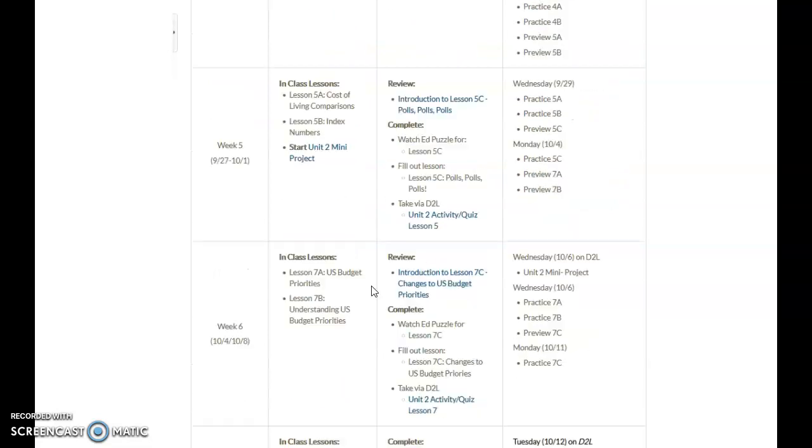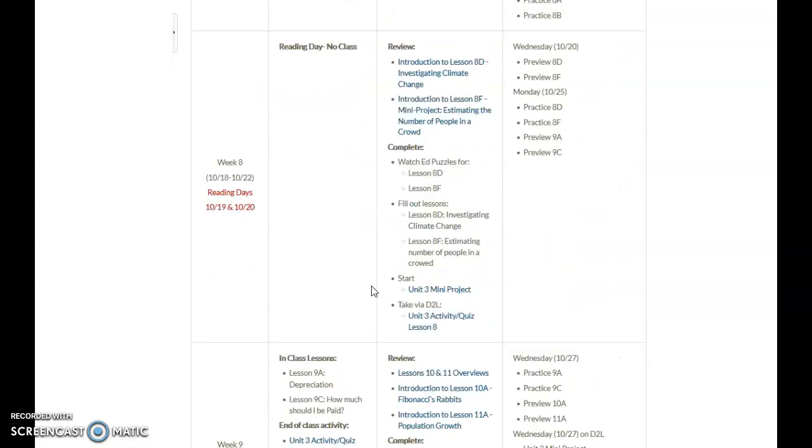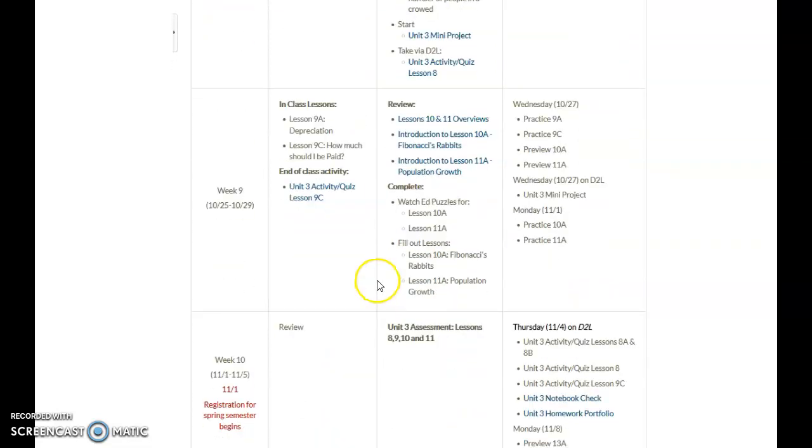Quickly looking over our timeline. In class, we'll be doing 9A and 9C. Outside of class, you'll need to watch the Edpuzzles for lesson 10A and 11A. Please make sure you're filling out your notes and completing the practice and preview homework assignments. The Unit 3 mini project will also be due this week.